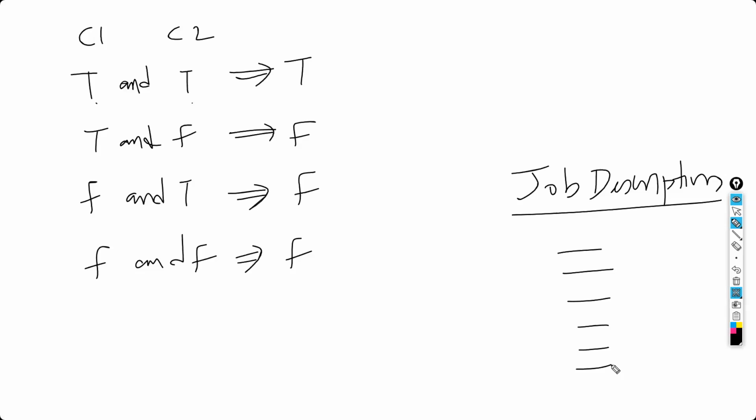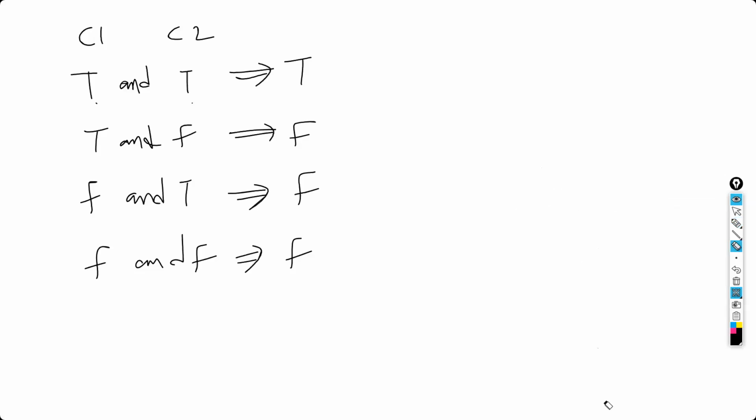Is the point clear? When the job description is asking for something, make sure that all the things are and conditions. In the job description, they clearly write or. If they are writing or, then you can choose any one of them. But if they are not writing the word or, the meaning is and. Is the point clear? This is with respect to and.